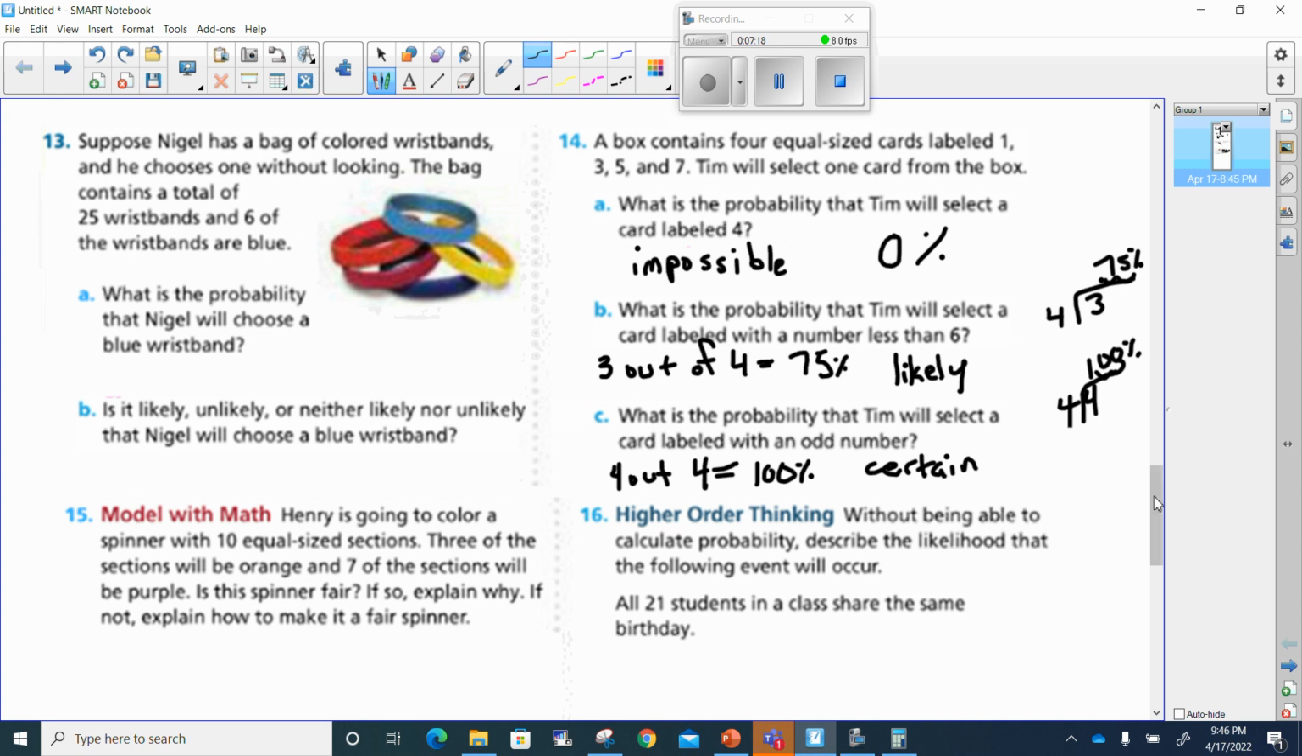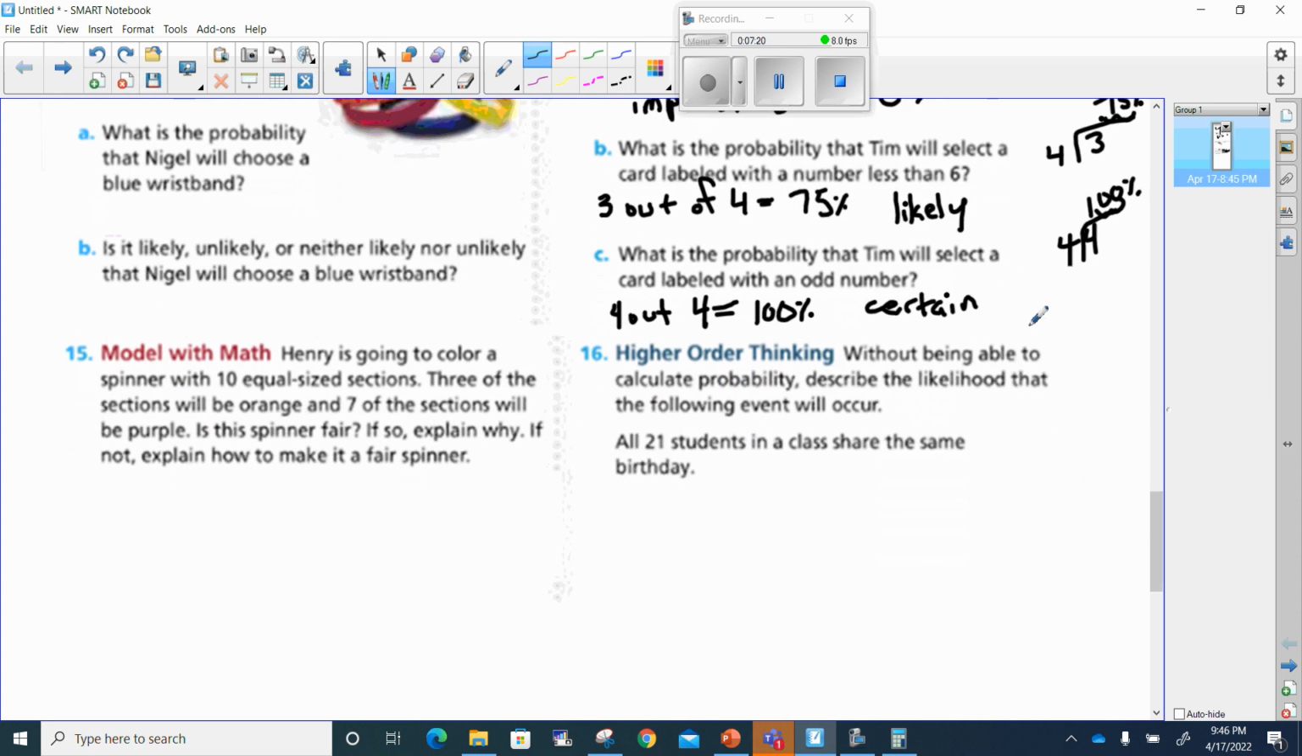Number 16, my last one. Without being able to calculate probability, describe the likelihood that the following event will occur. All 21 students in a class share the same birthday. Whoa. Is it impossible for this to happen? Not impossible. I will say highly unlikely. Okay. Yes, very highly unlikely.